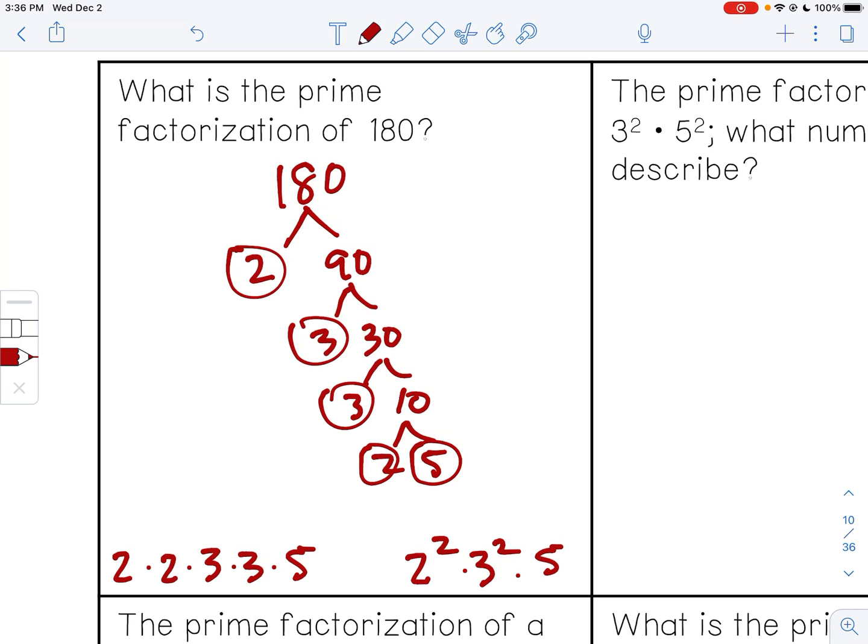So the one on the left is expanded form, and then I turned it into exponent form. I noticed there were 2 2's and 2 3's, which is 2 squared and 3 squared, and then times 5 at the end. Hopefully you got that correct. If you didn't, I hope that you see why you got it incorrect and make that change.